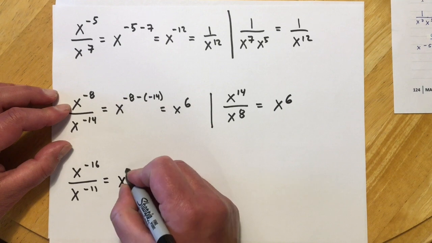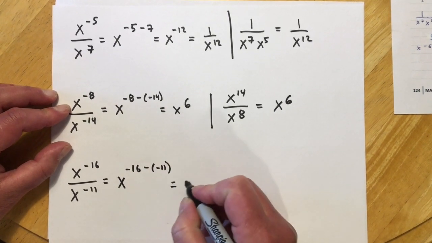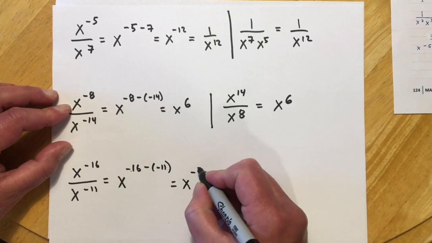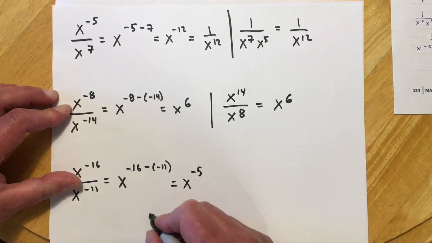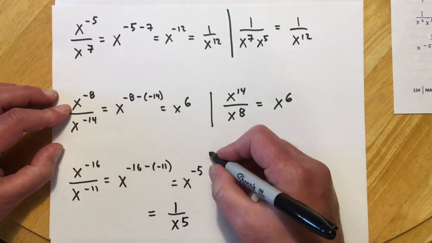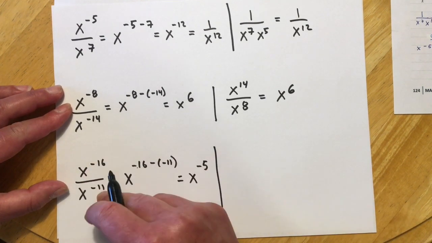This one we're going to go x negative 16 minus a negative 11. And that's going to give us negative 16 plus 11, so that's still x to the negative 5th. And I can't leave a negative, so I have to write it as 1 over x to the 5th. And then the other way, so again, I'll rewrite the 11 up and the 16 down.